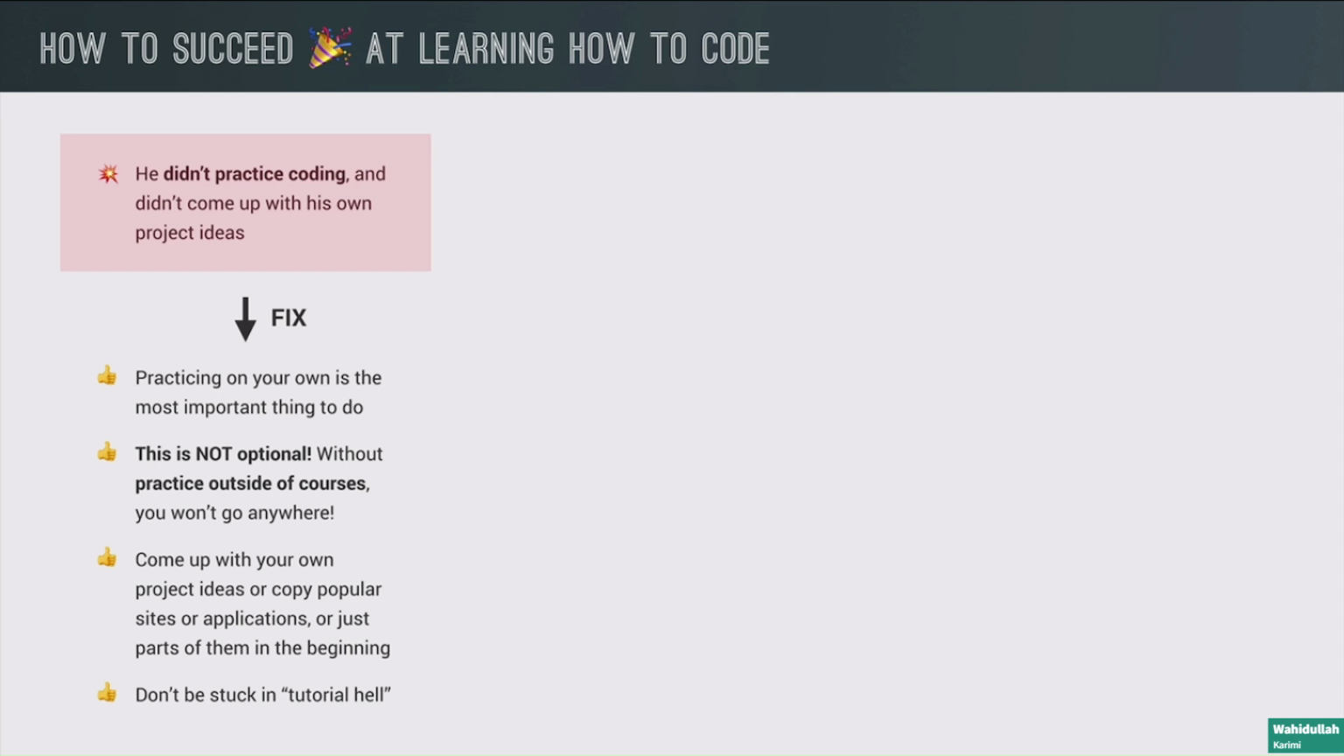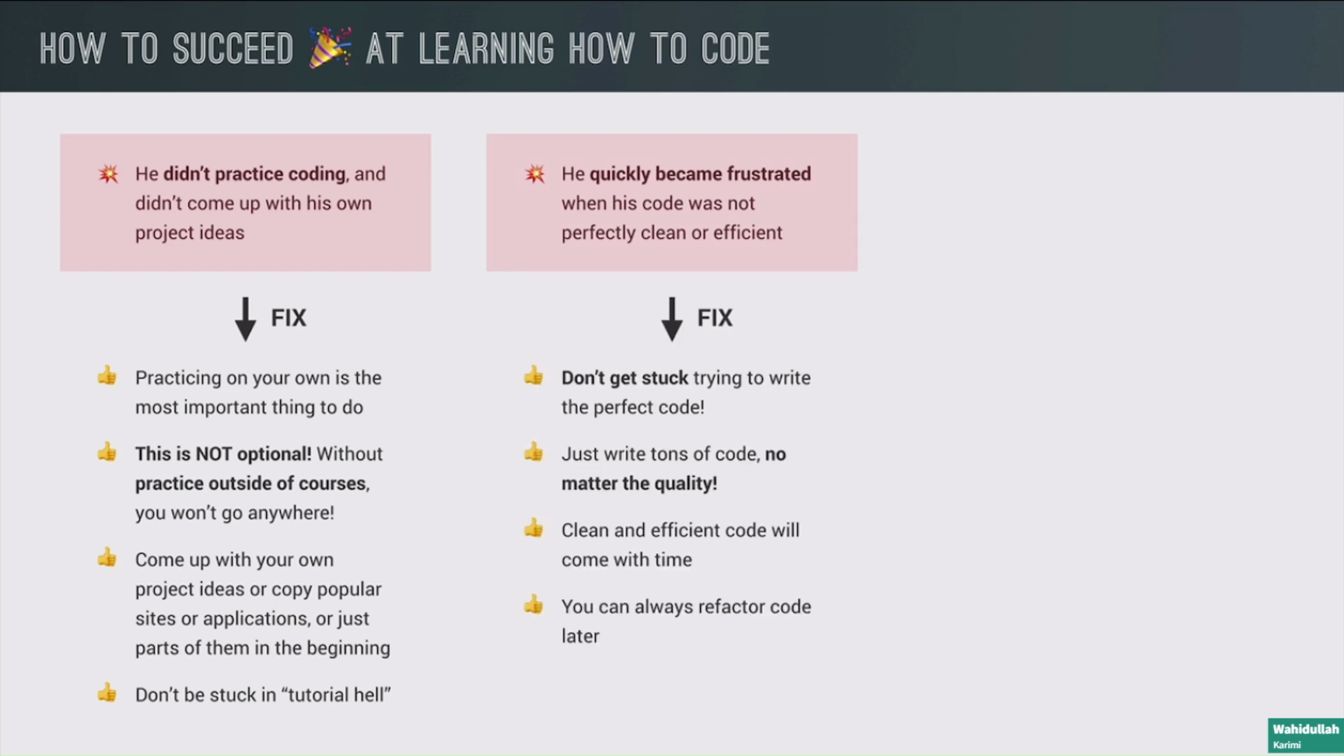Now, when you practice, you should never become frustrated with the quality of your code. Do not get stuck by trying to write perfect code, which is really clean or really efficient. So none of that matters in the beginning. You're still learning. So just write as much code as you can, no matter the quality. Really, clean and efficient code will come with time. Alright? It's just natural progress. Also, you can always come back and refactor and improve code later if you want to.